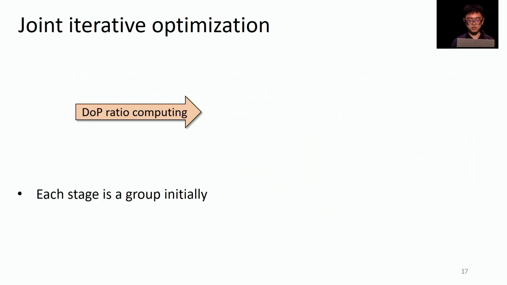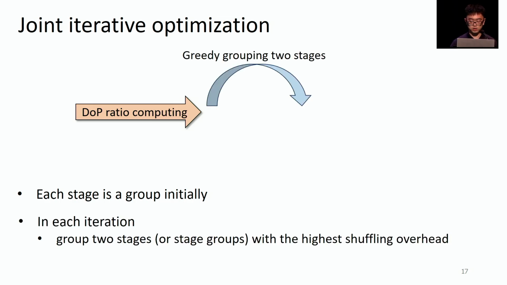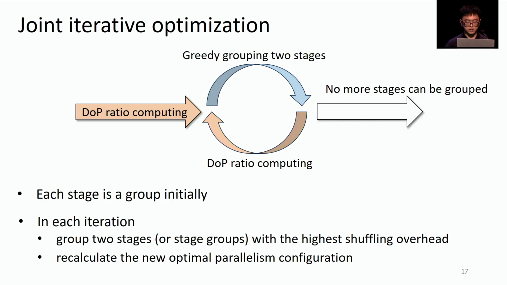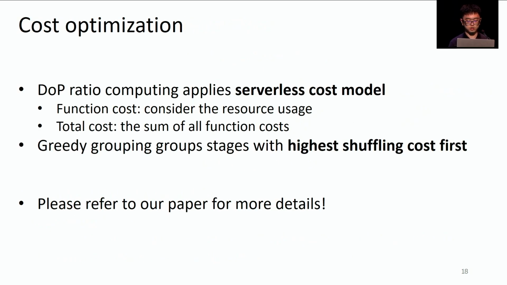Initially, we set each stage as a group and get the optimal parallelism first. Then we iteratively group stages or stage groups with the highest shuffling overhead, and recalculate the optimal parallelism configuration in each iteration. We stop when no more stages can be grouped. Now we finish the part of optimizing JCT. For cost optimization, we need to apply the serverless cost model in our algorithms. Please refer to our paper for more details.